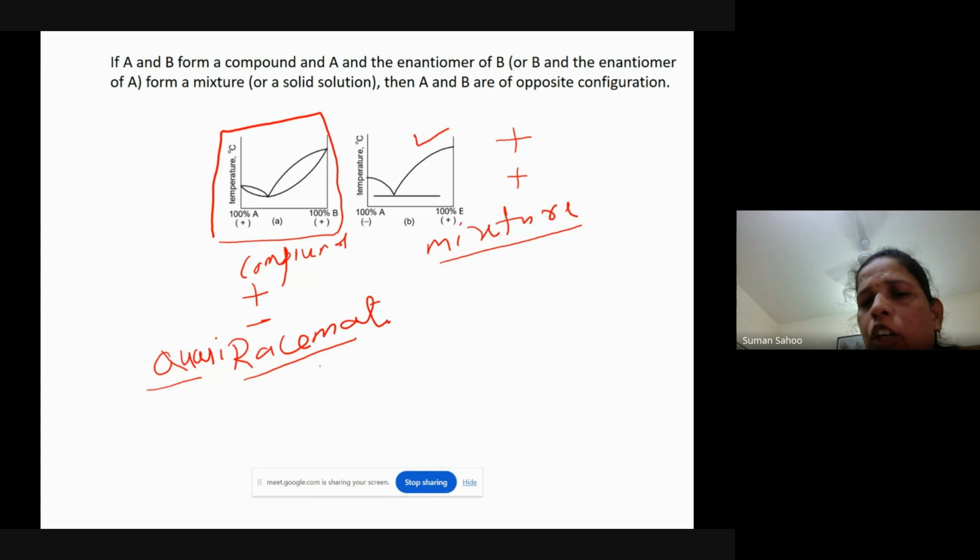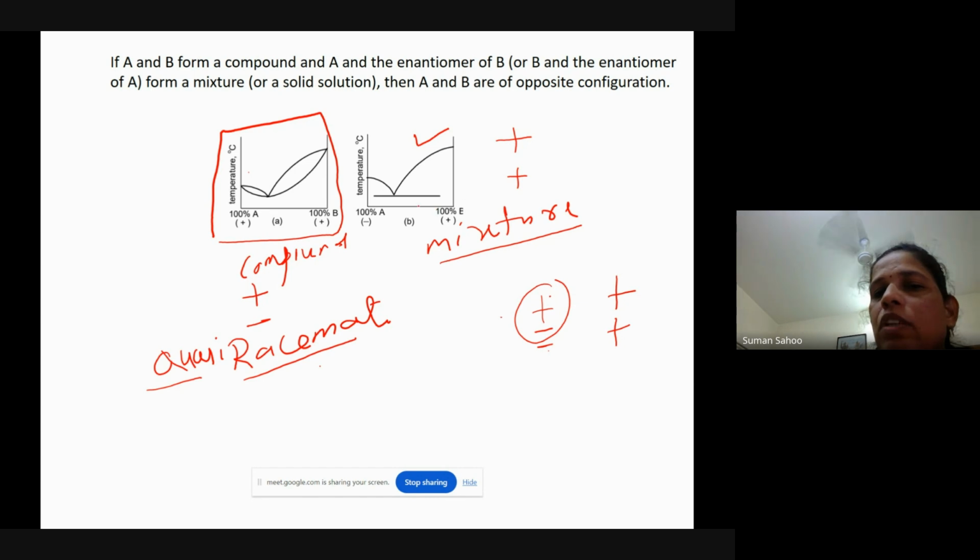Suppose you do not know the configuration of a compound. What you do is mix it with a compound of known configuration, which is similar in structure. If it is of opposite configuration, that would give you a phase diagram like this. From that you can know that if this one is dextrorotatory, the other one is levorotatory. If the other one is also dextrorotatory, then that is going to give you a mixture, and in that case you would get a phase diagram like this.